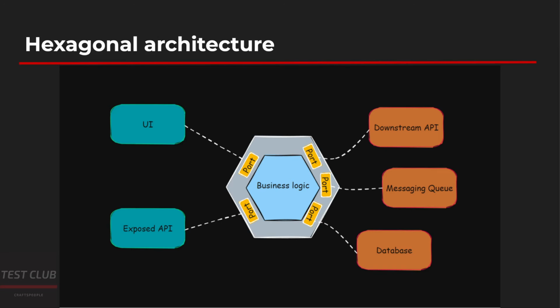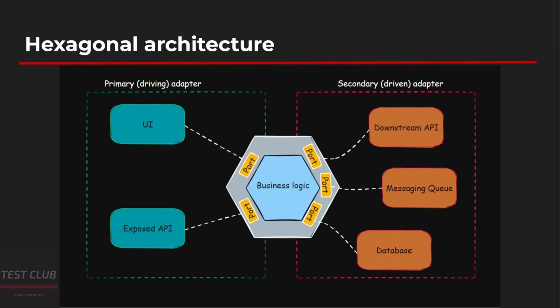And now you can see that there is a distinction between different ports. So some ports are called primary or driving. That is because those ports are starting some kind of processing. Those are the ones that initiate a business function. So for example, when you call your REST API service, you are making your REST API do something, to respond with something. And that's how you're driving it.